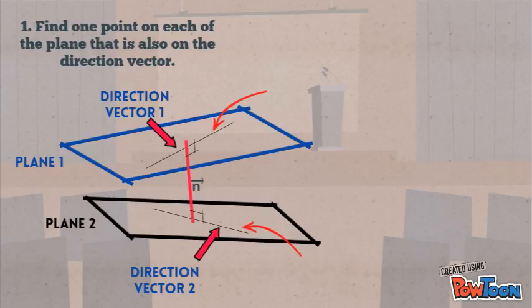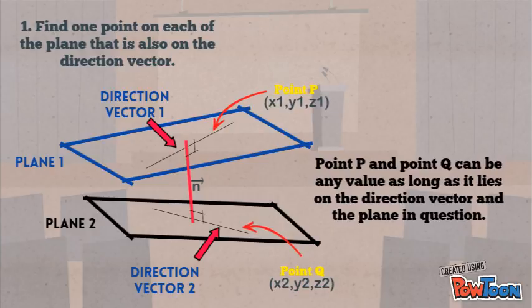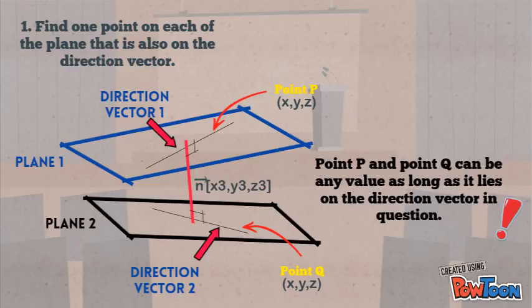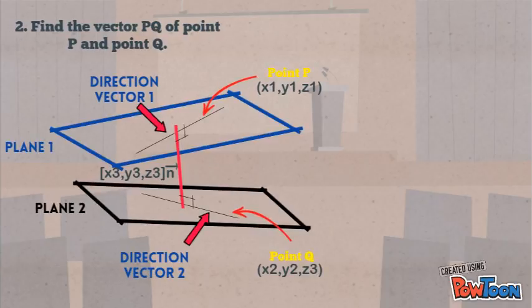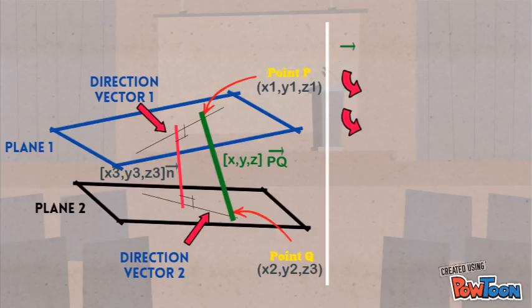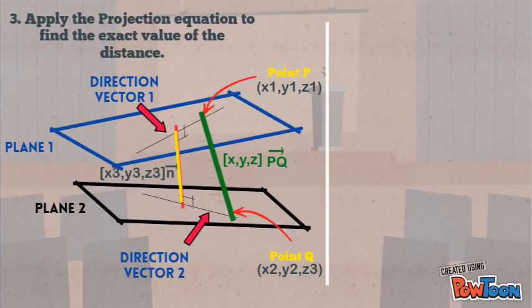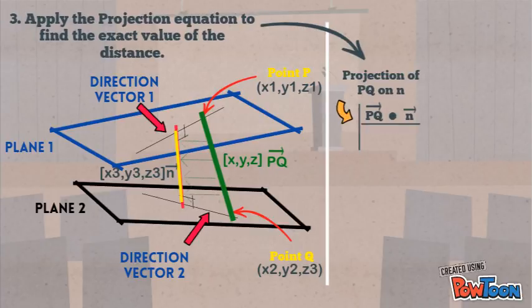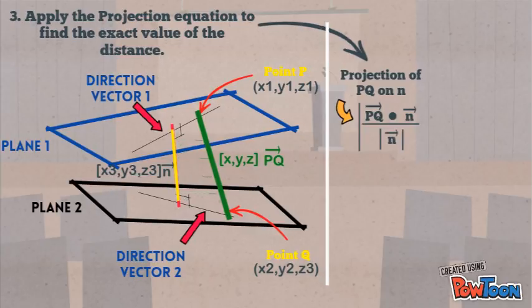First of all, you need to find one point on each of the planes that is also on the direction vectors in question. Say point P on plane 1 and point Q on plane 2, and these points can be any value as long as they lie on the plane and on the direction vector itself. Then you will need to connect the line by finding the vector PQ of points P and Q, and the equation is shown on the right side. Then you can apply the equation of projection to find the exact value of the distance.